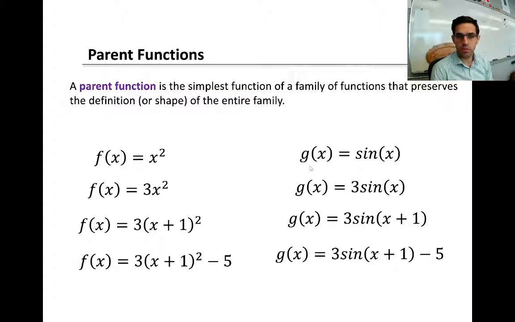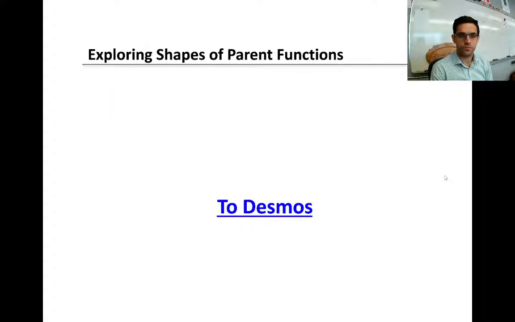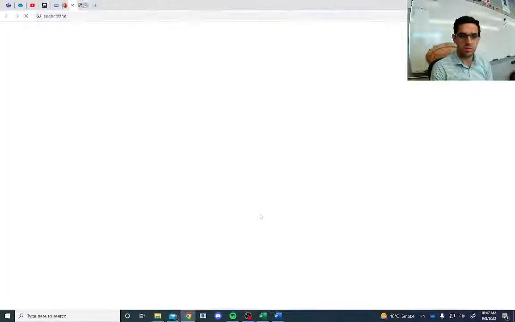We also have 4 g functions over here. We have g of x equals sine of x, 3 times sine of x, 3 times sine of the quantity x plus 1, 3 times sine of the quantity x plus 1 minus 5. And so these all have the same wave shape, and so they fall into the same function family. The parent function is the simplest form, sine of x. So sine of x would be the parent function of this function family. Alright, we're going to go to Desmos and play with some graphs.